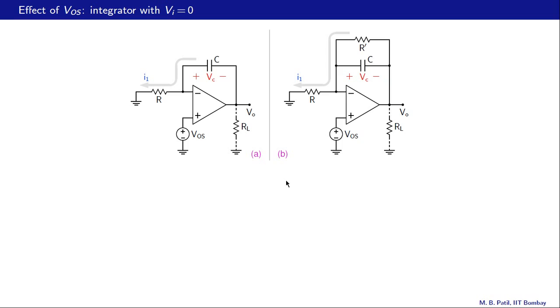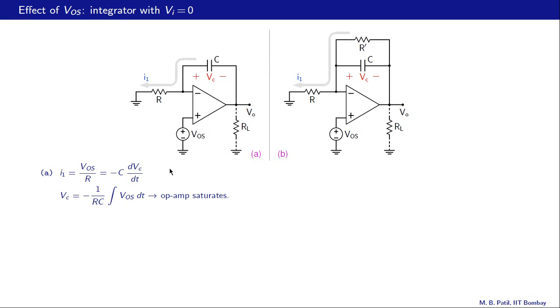Here is an improved integrator in figure B here. And what is the difference between these two circuits? We have a resistor R prime connected in parallel with C here, and we will see how that helps. We will consider both of these circuits, our earlier integrator circuit and the improved integrator circuit, with Vi equal to 0. So this node, which is otherwise equal to Vi, is grounded in both cases. And now let us see what happens in each of these cases.